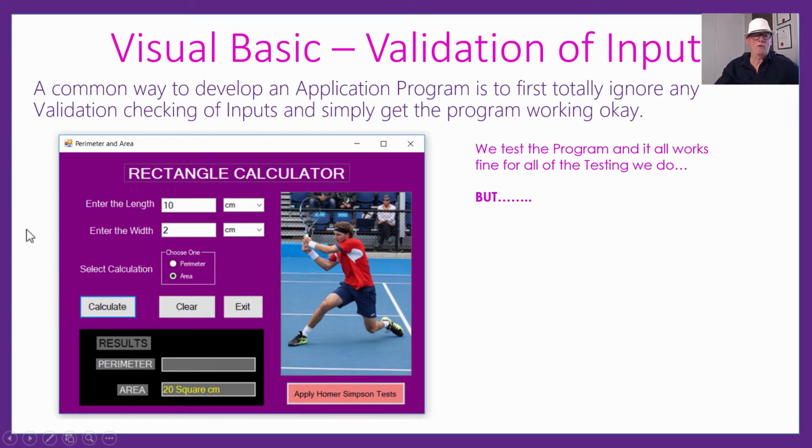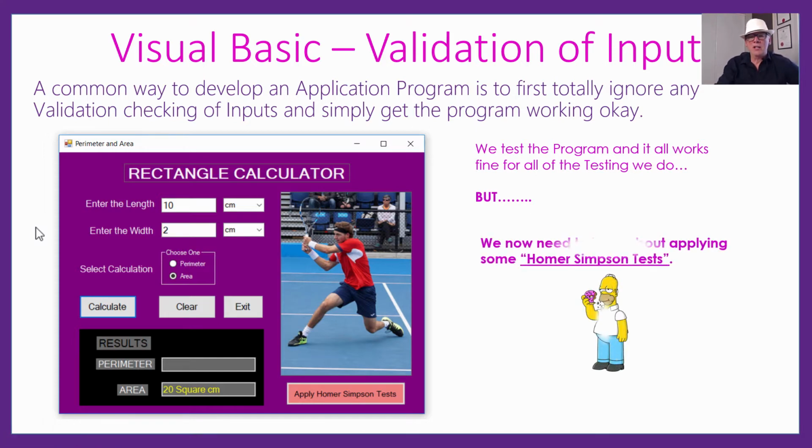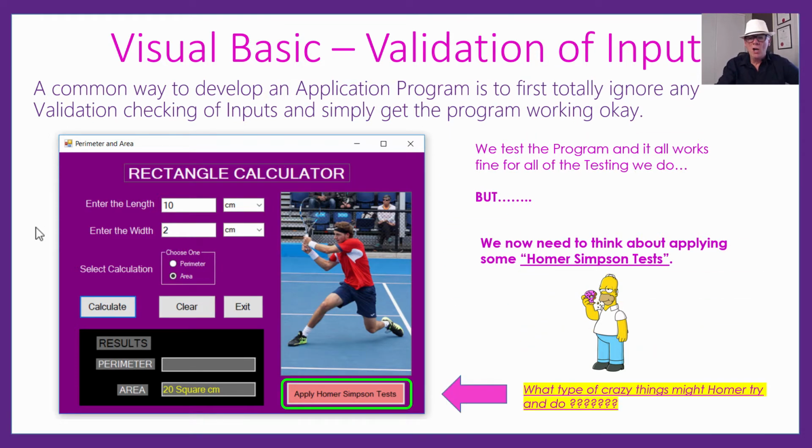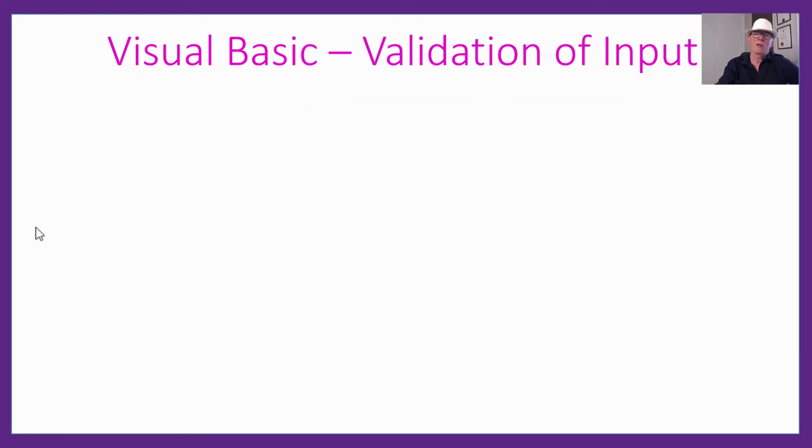Also, maybe they put decimal values in for length and width and make sure it's all working, but, and there's always a but, what we need to do then is think about applying what we call the Homer Simpson tests. So apply the Homer Simpson test. We even got a button there for it on the form. What type of crazy things might someone like Homer Simpson do to the program?